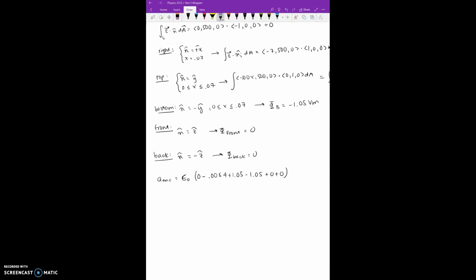Now we can cancel out 1.05. We don't need the zeros, so what we end up with is actually Q enclosed being equal to negative 7.43 times 10 to the negative 14th, because we know that epsilon naught is a known constant with a value of 8.85 times 10 to the negative 12. This is our final answer.